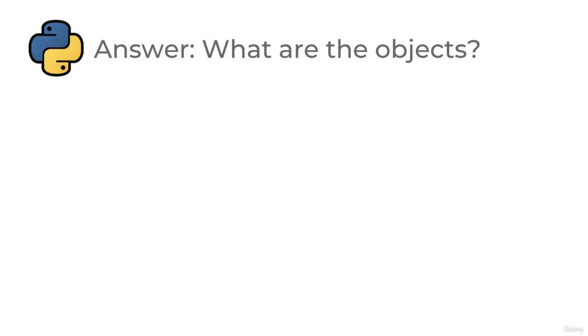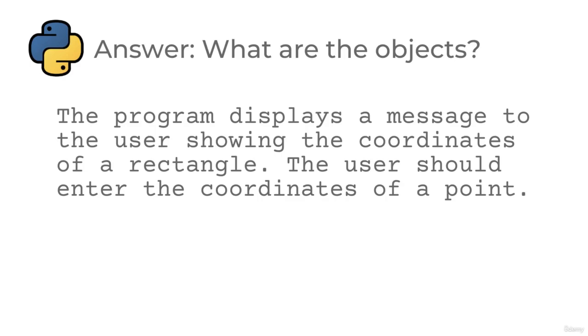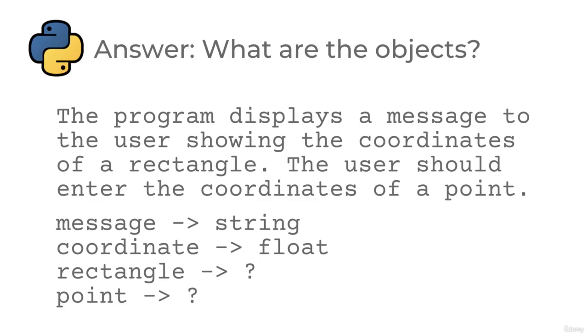Let me now answer the question: what are the objects in that geometry game program that you saw me demonstrating in the previous video? To refresh your memory, it is a program that displays a message to the user, and that message shows the coordinates of a rectangle, and the user should enter the coordinates of a point. That's a short description of the program and the interactions that happen during its execution. And the objects are these.